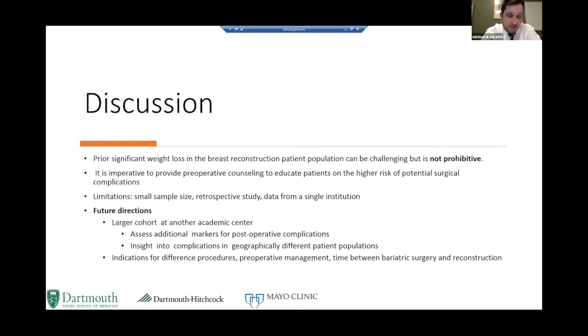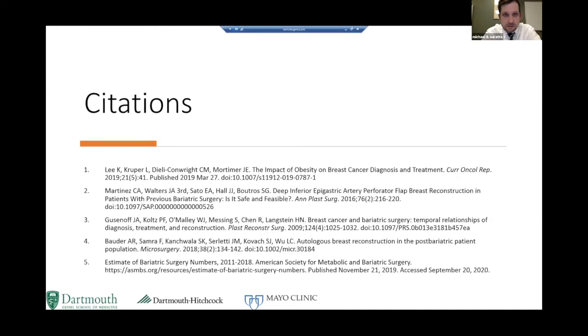So these are all things that we hope to further look into as we go into our new study at Dartmouth-Hitchcock and get a bigger cohort here. Next slide. And that's it. Thank you for your time. I appreciate allowing us to talk about our research.